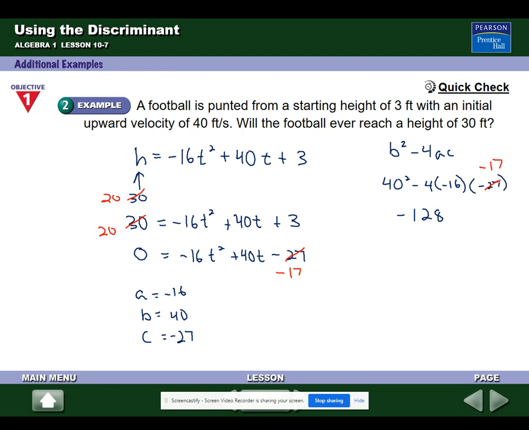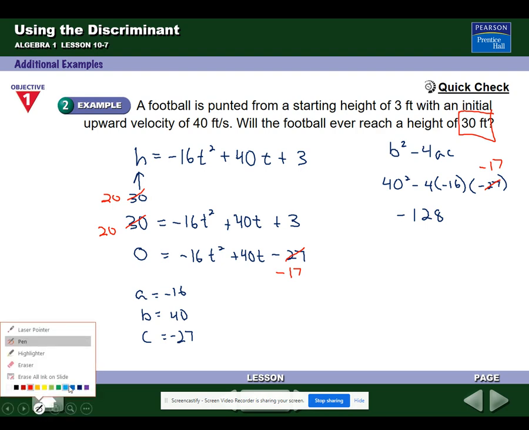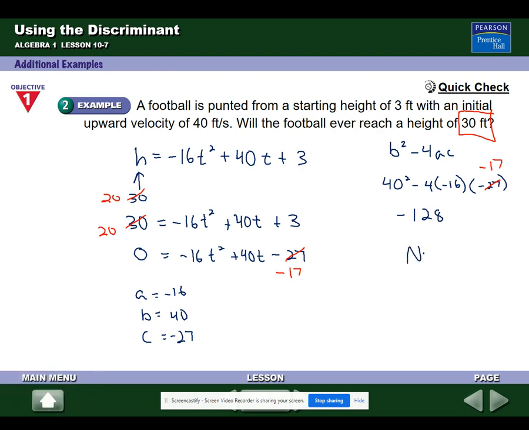There would be 2 real times at which it passes 20 feet, once on the way up and once on the way down. So then we would change our answer. If this had said 20 instead of 30, the answer would have been yes. But as it is, because we got a negative discriminant, the answer is no.